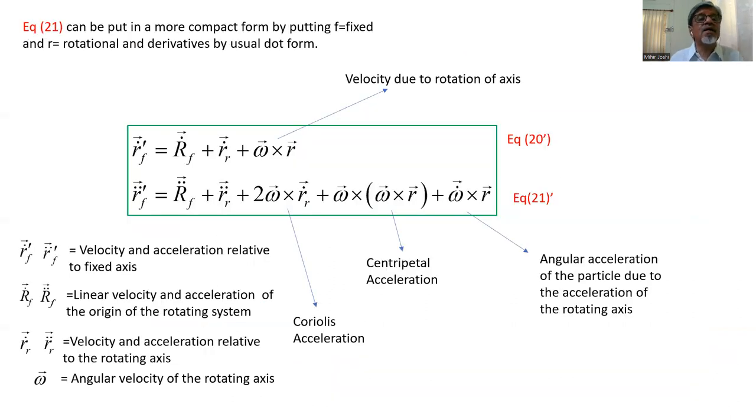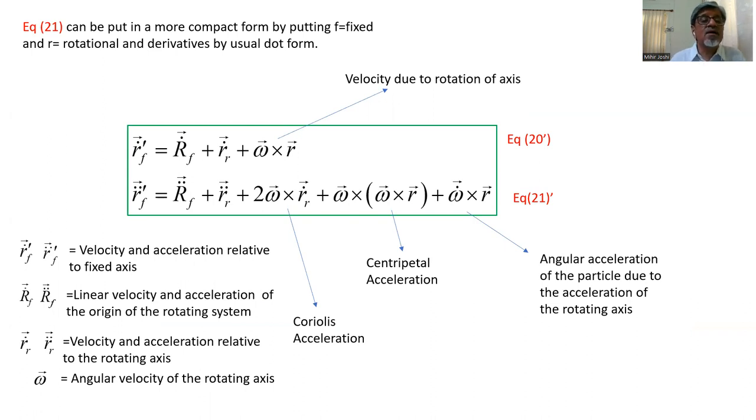Equation number 20 can be put in a more compact form by putting f for fixed and r for rotation and derivatives by the usual dot form. So instead of writing fixed or rotation, we just put f and r. So the same equation can be represented as r dot prime f equals capital R dot f plus r dot r plus omega cross r.